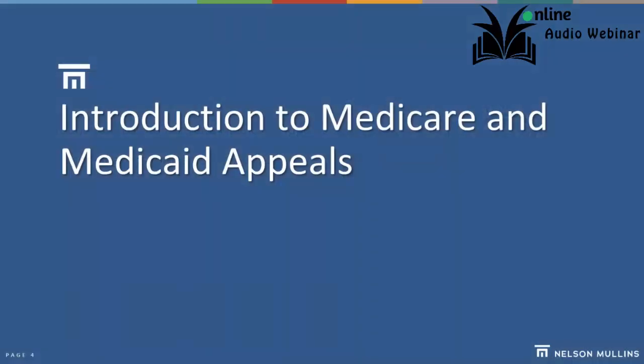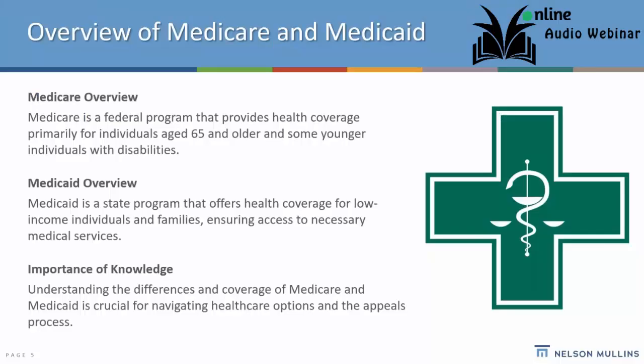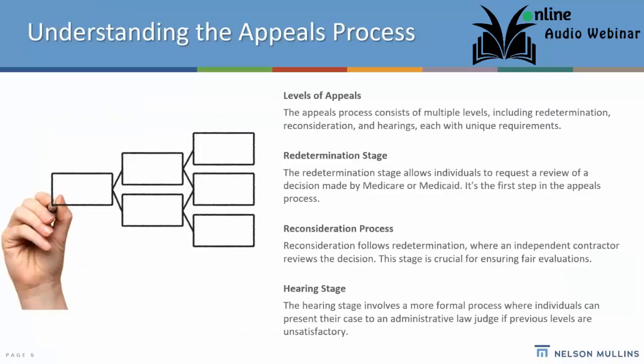We're going to start off with an introduction to Medicare and Medicaid appeals. The Medicare overview is that, as you know, Medicare is a federal program. Medicaid is a state program. How do we get to the appeals process first? Let's ask that. So you're a provider and you are audited by the state or federal government.